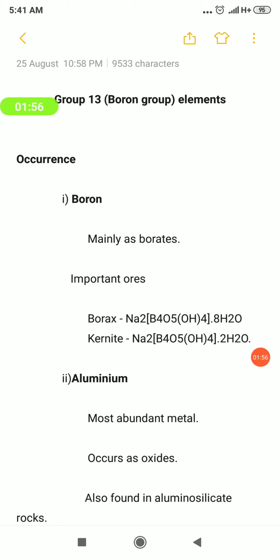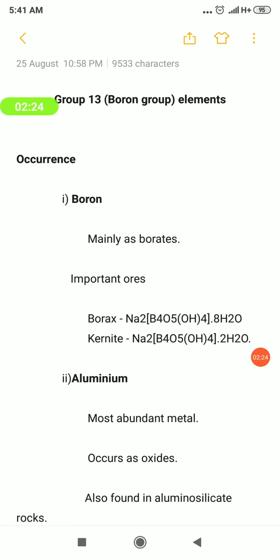What's the formula for borax? Na2B4O5(OH)4·8H2O. And for kernite the formula is Na2B4O5(OH)4·2H2O. So these are the important ores of boron. Boron mainly occurs as borates, and from two ores we can obtain boron. What are those ores? Borax and kernite. So with this, boron is over.